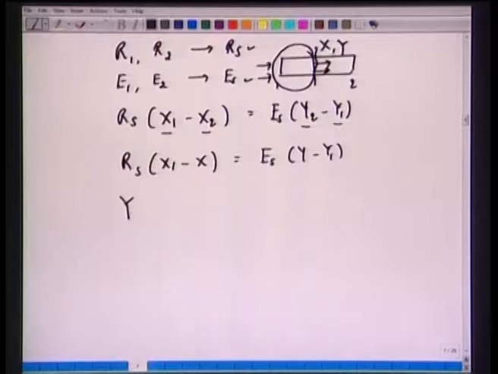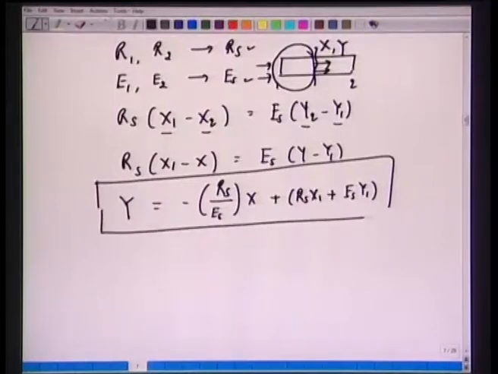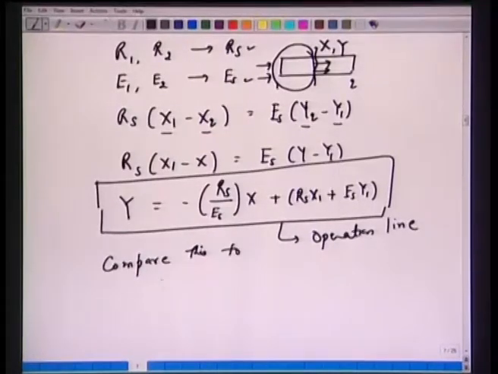So we can write now Y equals minus Rs over Es times X plus Rs X1 plus Es Y1, all over Es. So let's box this equation, and as you notice from here, this is the operating line. Operating line. Compare this to the equilibrium line, the equilibrium curve which we have.